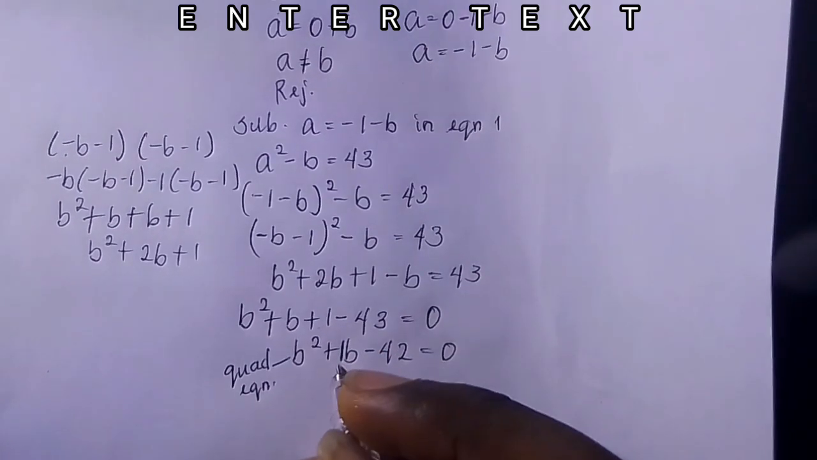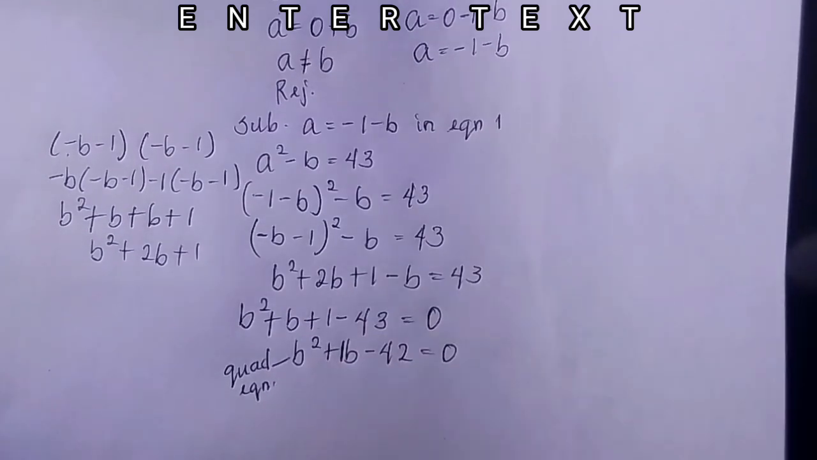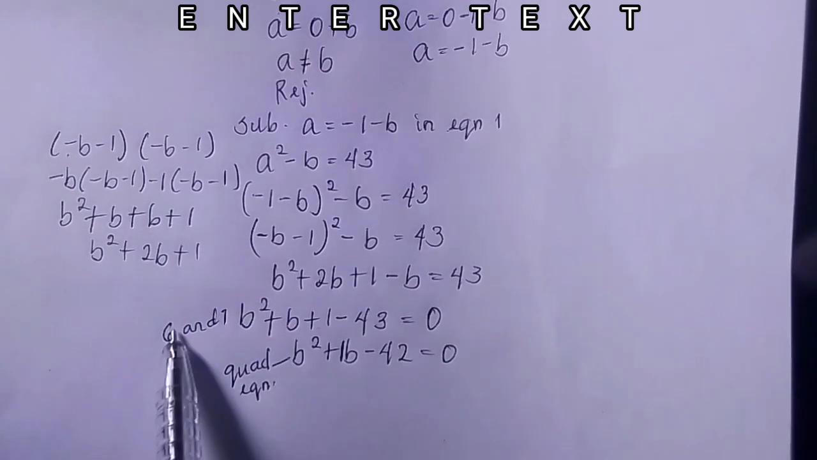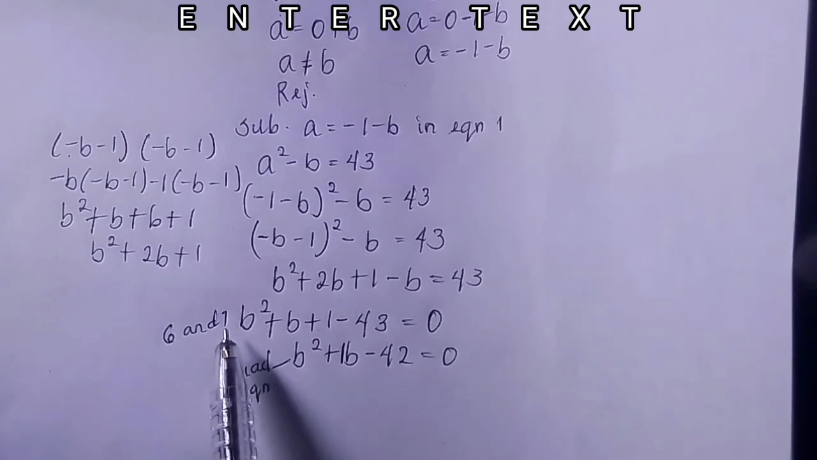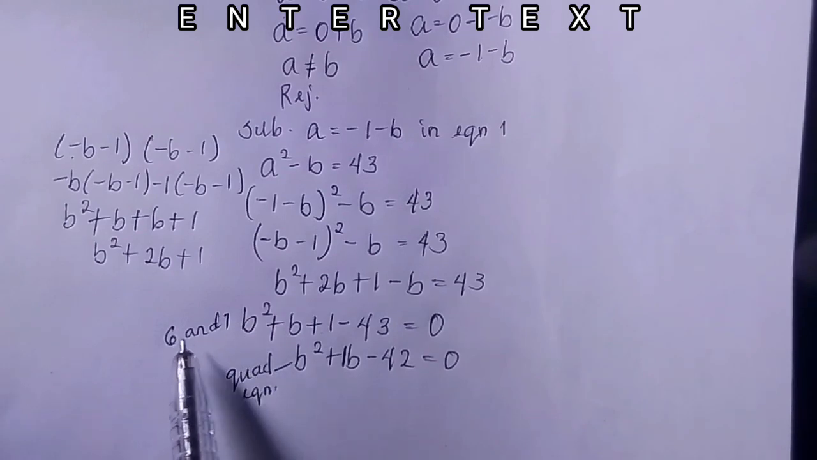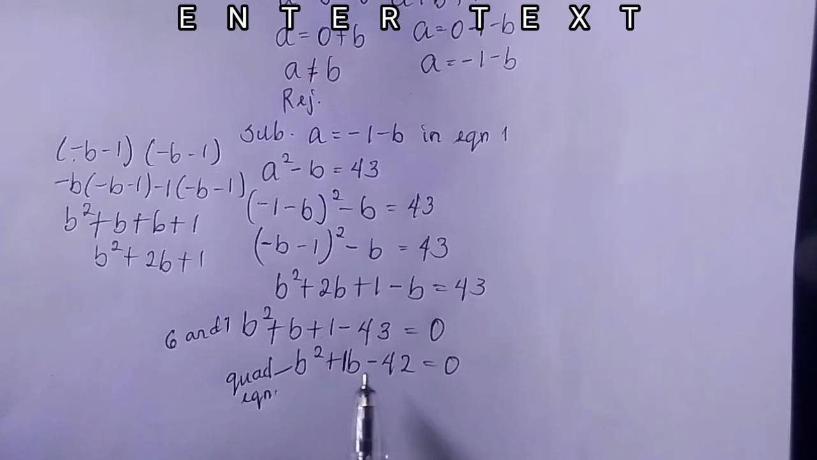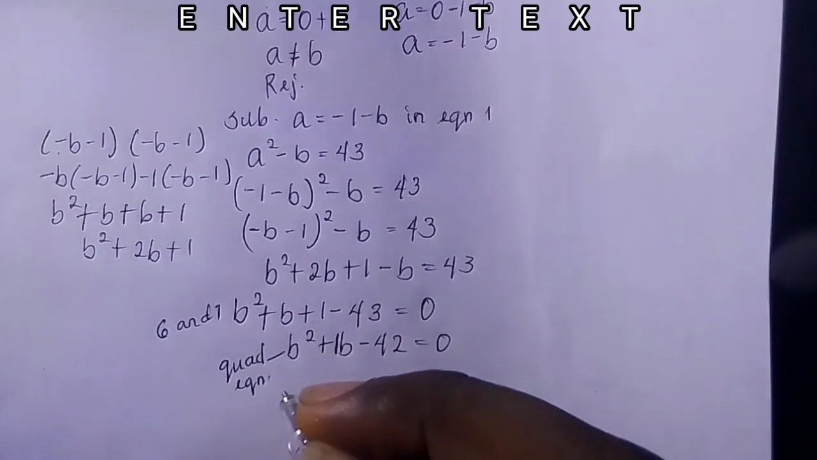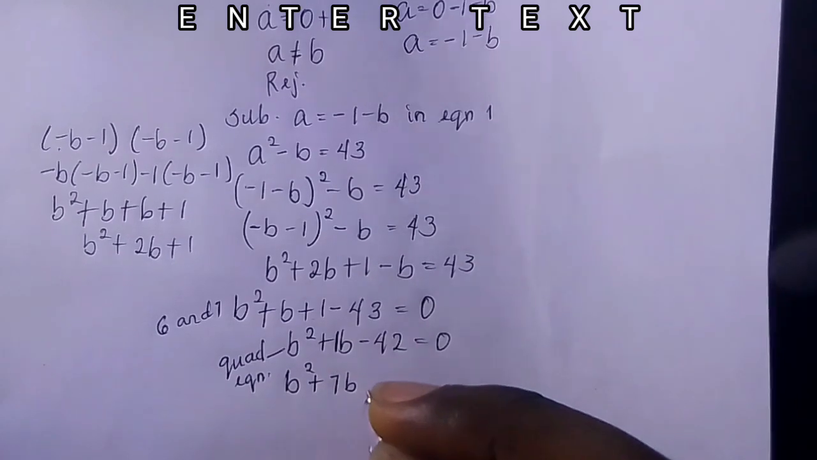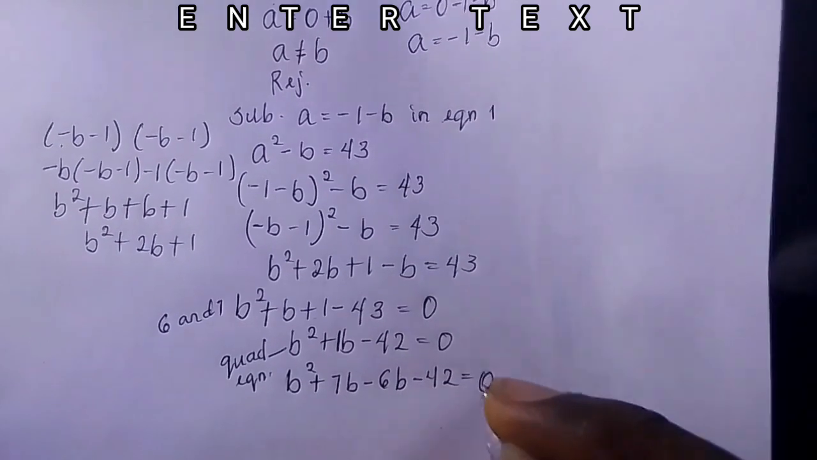The coefficient of this b is 1. So what are those numbers? Those factors are 6 and 7. And how do we do that? 6 plus 7 is 13, but 7 minus 6 gives us 1, and 7 times minus 6 gives us minus 42. So that's correct. So we have b squared plus 7b minus 6b minus 42 equals 0.